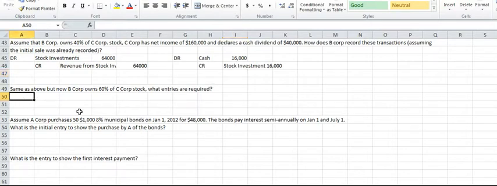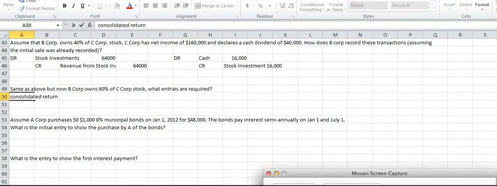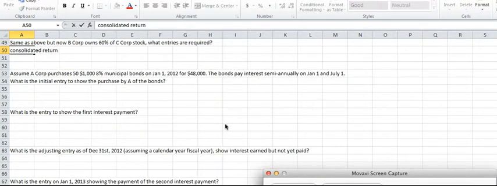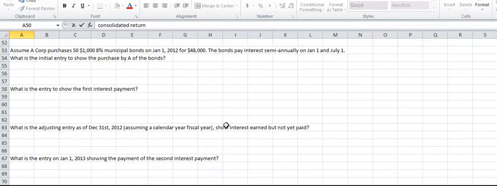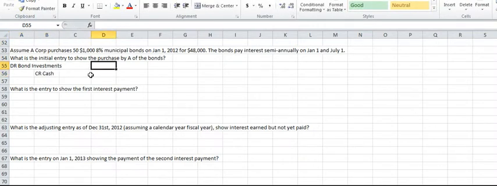Now we have this next trick question here, asking you to do something, but in reality for this class, all we need to know is a consolidated return. Okay, so let's move on to recording from the buyer's perspective, purchase of a bond. Again, this is going to be similar to what we already looked at last week on the sales of bonds from the seller's perspective, but also slightly different. So we are going to debit bond investments and credit cash. That's going to be the initial transaction here.